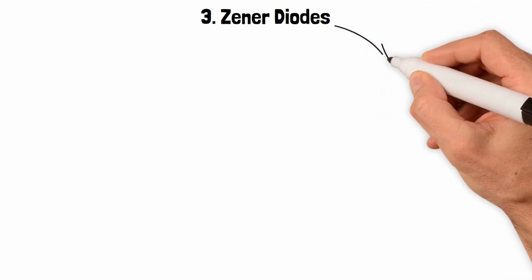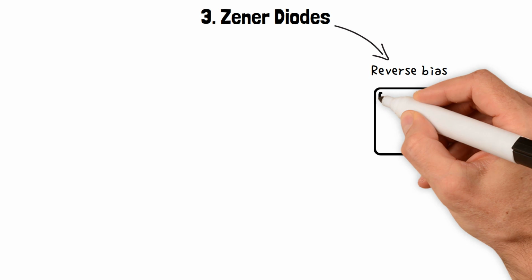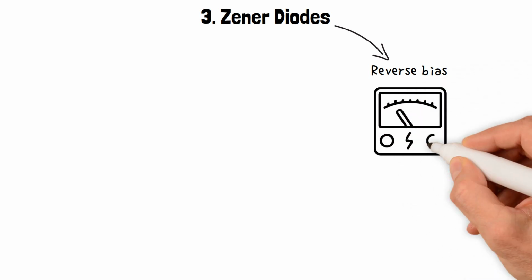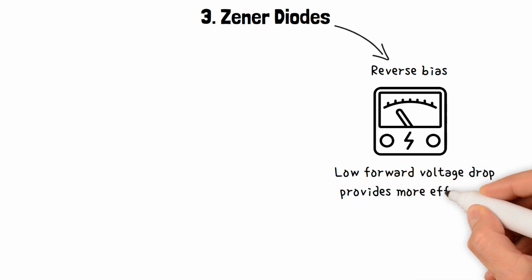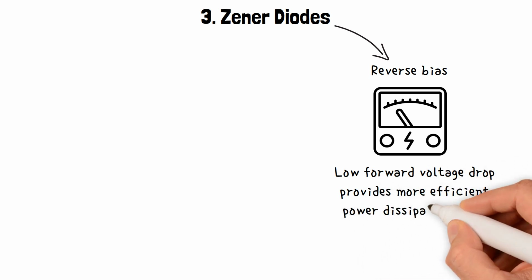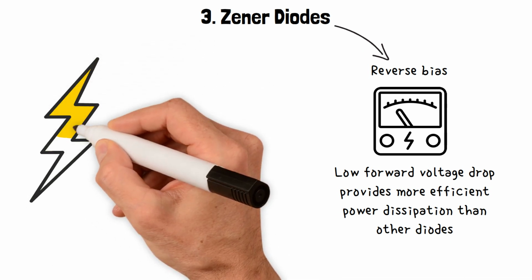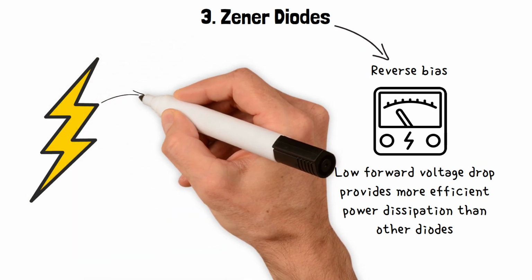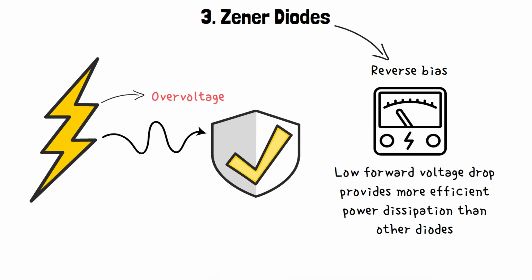3. Zener diodes. A Zener diode is another type of diode that is operated in reverse bias and can provide a stable reference voltage. Zener diodes are often used in voltage regulation applications, where their low forward voltage drop provides more efficient power dissipation than other diodes. Additionally, Zener diodes have the ability to protect against overvoltage conditions by clamping the output voltage to a safe level.